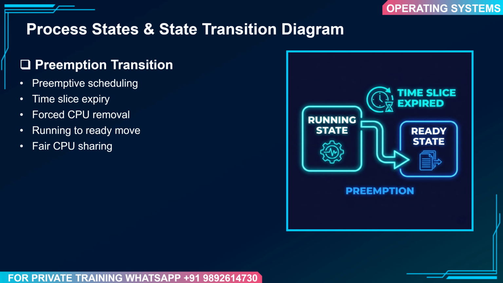There is another important transition to understand, which happens from the running state back to the ready state. This occurs in systems that use preemptive scheduling, which we will study in detail later when discussing CPU scheduling. In simple terms, preemption means the operating system can force a running process to stop using the CPU. This usually happens when the time slice given to the process expires. For example, if two applications are running at the same time, the operating system may allow each one to run for a small amount of time, then switch between them. When a process's time slice ends, it is moved from running back to ready, even though it is not finished.